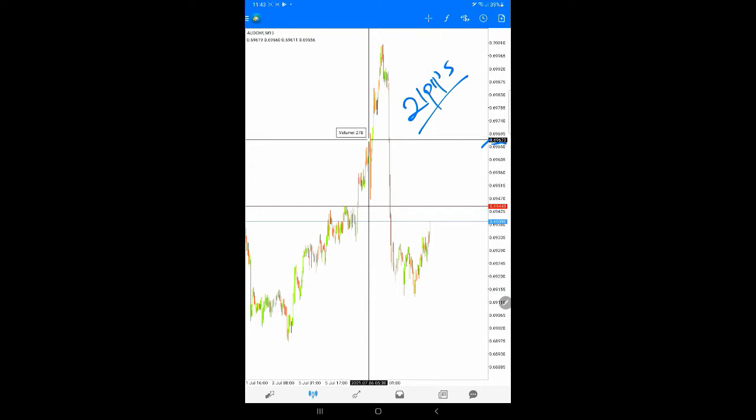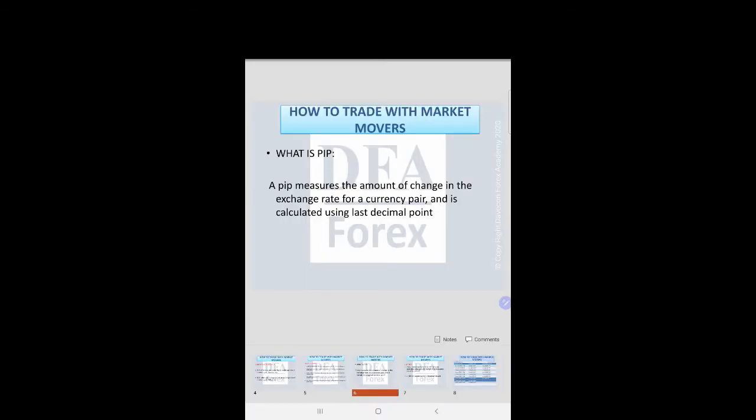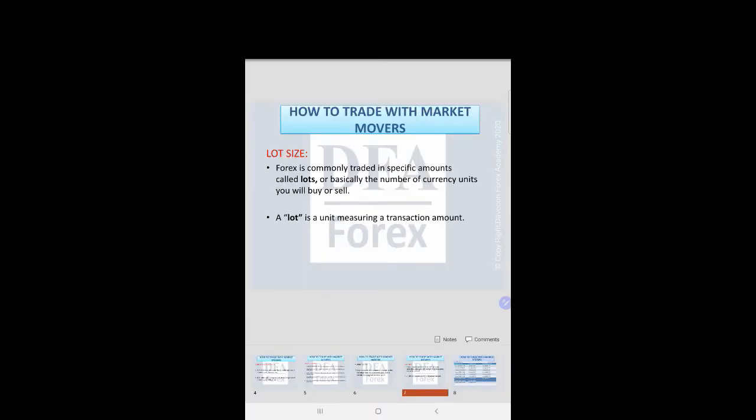Alright. Now, with 21 pips, the next one we'll have here is lot size. Forex is commonly traded in a specific amount called lots. Basically, the number of currency units you will buy or sell. Remember what the lot size means.